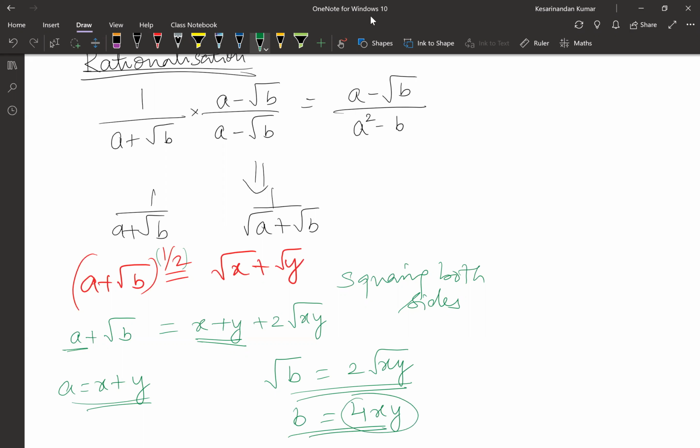So one equation in x and y here, one equation in x and y here. You will have to solve it and get your answer. This is how, when you find x and y, you will find the root.